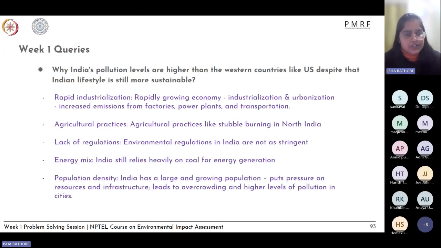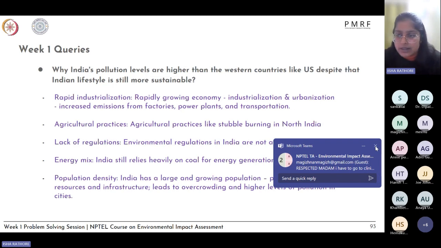Then we also have agricultural practices like the stubble burning which we talked about in North India, in the states of Punjab and Haryana. Then we have a lack of regulations, in that environmental regulations in India are not as stringent compared to developed countries like the US. Then a lot of sectors in India still rely heavily on coal for energy generation, and we have not fully transitioned to renewable resources as well.